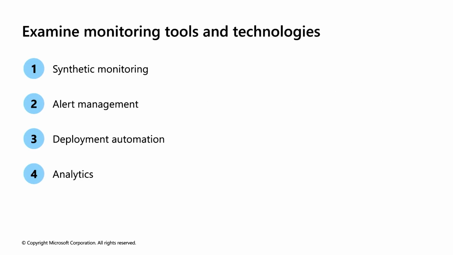Let's break down 4 essential tools and technologies for monitoring in modern DevOps. Synthetic monitoring is like sending out virtual users to interact with our application. These simulated actions help us check performance and availability before real users even notice there's a problem. Alert management is our early warning system. It notifies the team when something does go wrong, so we can respond quickly and minimize our downtime.